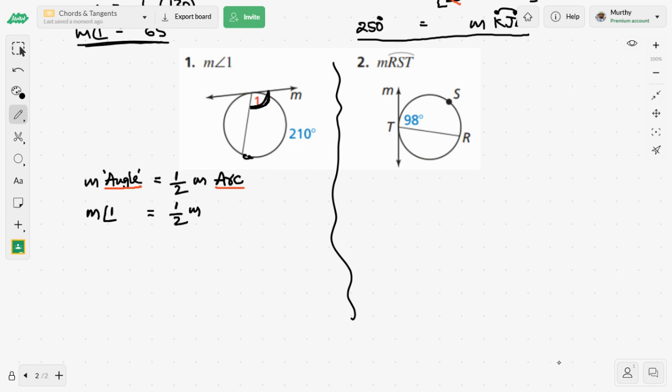You see that here the arc value is mentioned as 210 degrees. So half of 210 degrees. Half of 210 means half of 200, that is 100, and half of 10 is 5, therefore it is 105 degrees. That's the measure of angle 1. Okay, any questions on this?